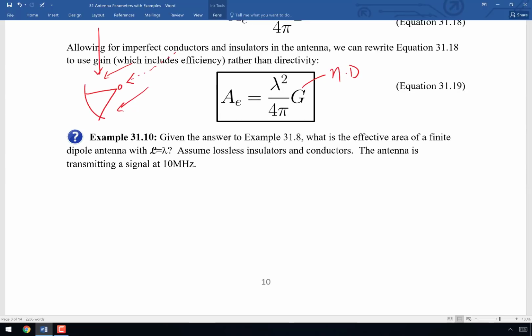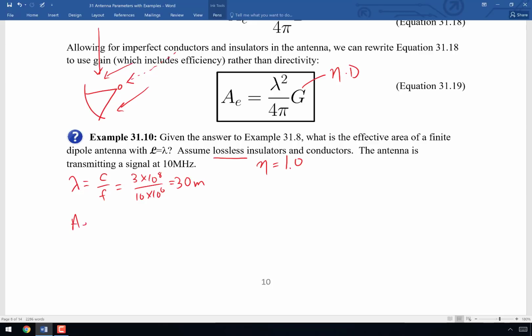So let's calculate the effective area of a finite dipole antenna with L equals lambda. We're going to assume lossless insulators and conductors, so eta is equal to 1.0. The antenna is transmitting a signal at 10 megahertz. Well, the first thing I'm going to do is calculate lambda. Lambda equals c divided by f, which is 3 times 10 to the 8th, divided by 10 times 10 to the 6th, which is 30 meters.